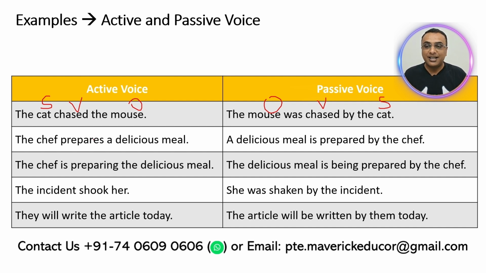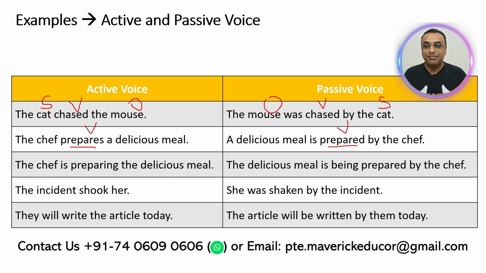Let's look at a few more examples. The chef prepares a delicious meal. Here, prepares will be the verb, which is in present tense. A delicious meal is prepared by the chef. This is how you would have to write the passive voice sentence. Here, prepared is in the V3 form. Okay, it is a regular verb.